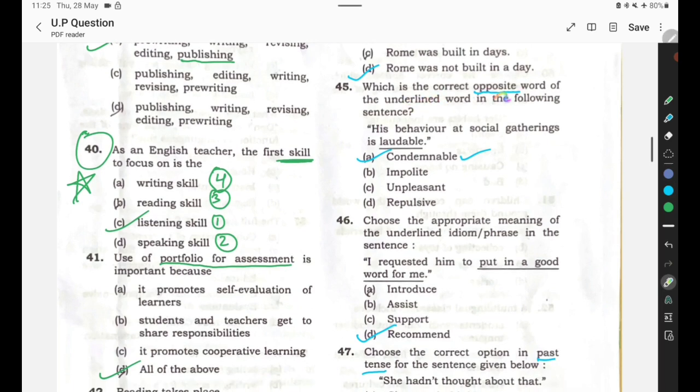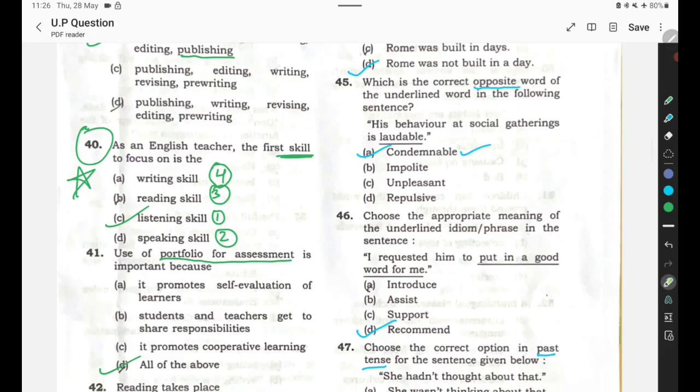45. Which is the correct opposite word of the underlined word? For example, his behavior at social gatherings is laudable. They are asking for what? For the opposite word. Opposite means which is not the same. So condemnable is the opposite of laudable. Laudable means praise and all. Condemn means they are condemning him. Okay. So these words are opposite.